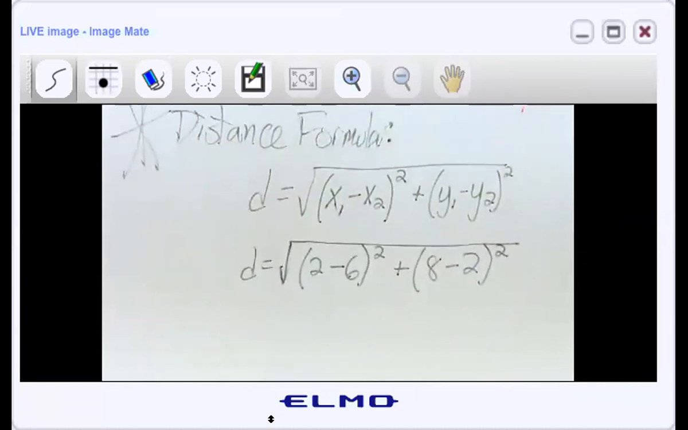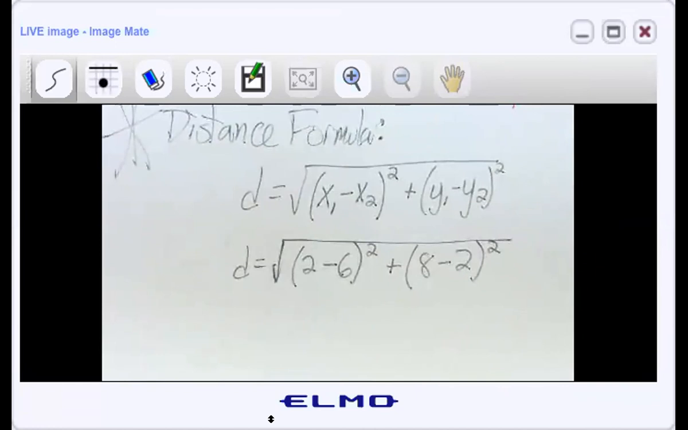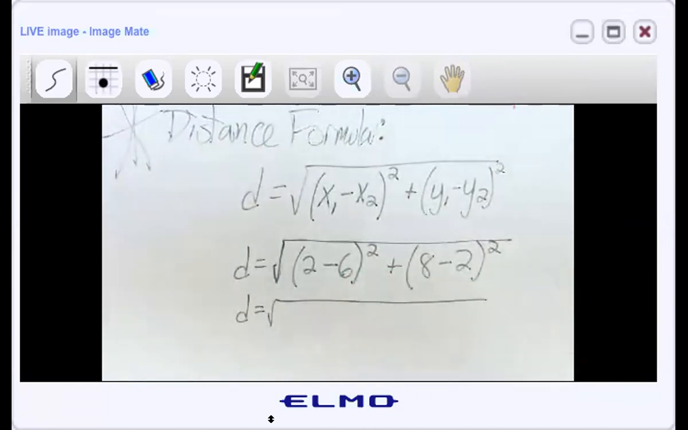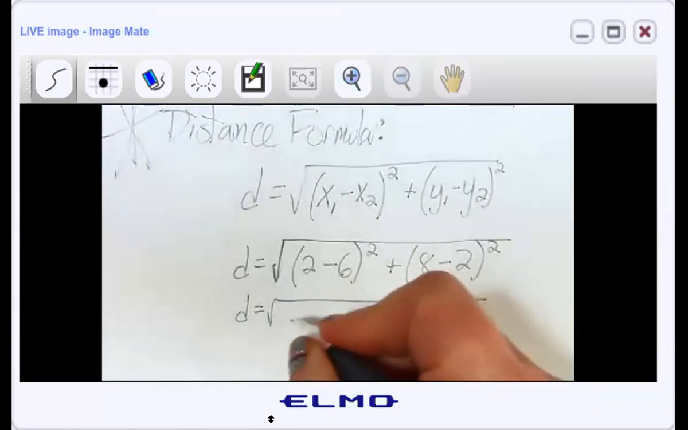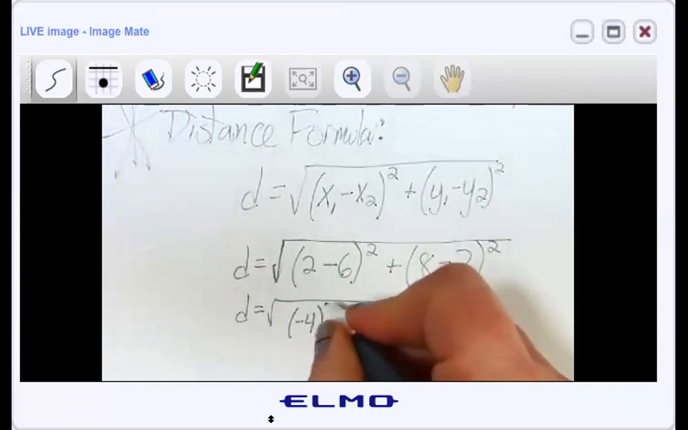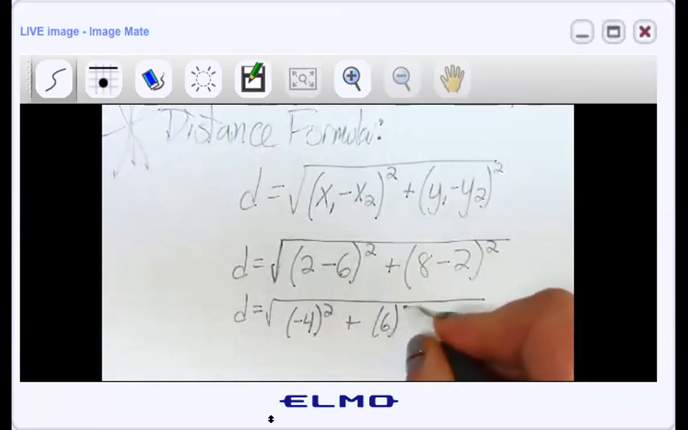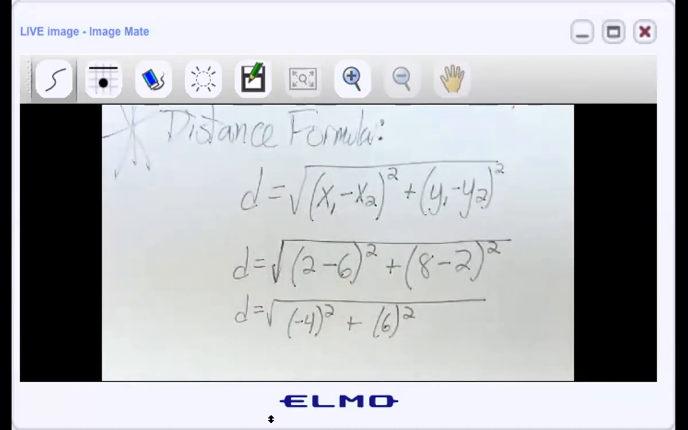Now it's just a matter of completing this correctly. So remember what I said, you got to do what's inside the parentheses first. So 2 minus 6 is a -4. 8 minus 2 is just 6. The next thing I have to do is actually square them both.